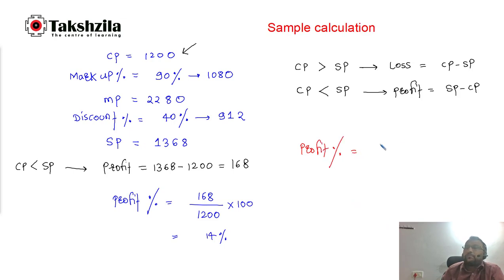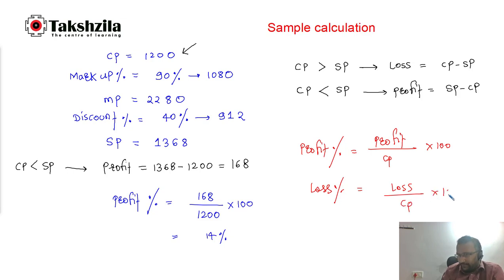So over here, the formula to find profit percent is equal to profit divided by cost price into 100. Similarly, the formula to find loss percentage is equal to loss divided by cost price and then into 100. You need to remember this very carefully: profit percent and loss percent are always calculated on cost price.